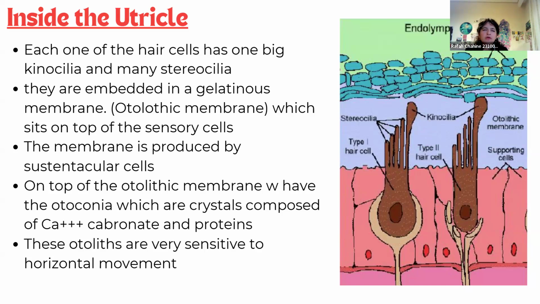And these stones are very, very sensitive to movements. So if I'm going along the horizontal axis, these stones will go back and front, and so they're going to stimulate my hair cells. That's essentially what causes this entire sensing mechanism of horizontal movements for the utricle and the vertical movements for the saccule. These supporting cells are also known as the sustentacular cells, which are the ones that are producing this otolithic membrane, the gelatinous substance that we talked about. And that's it.